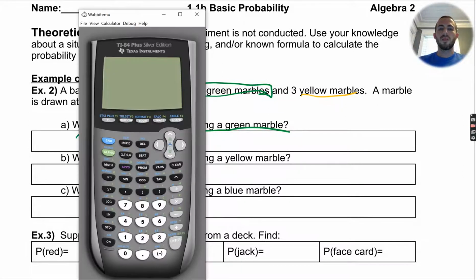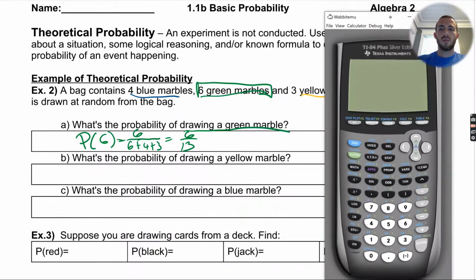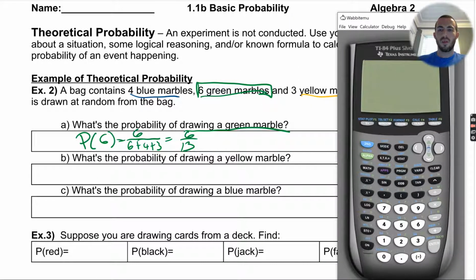Now when we write probability, we do it as a decimal. So the probability is 0.461, but because that 1 has a 5 to the right, we round up. So 0.462.